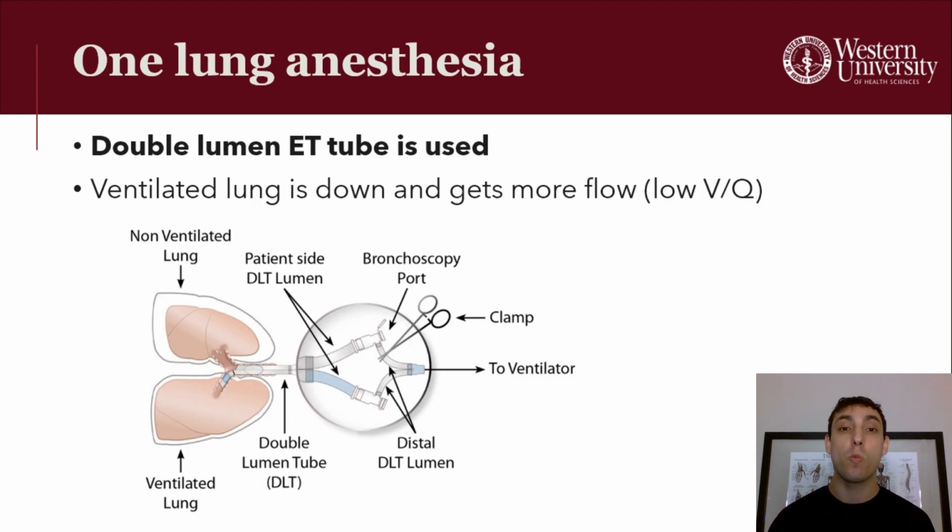You also might encounter one-lung anesthesia if they're operating on one of the lungs, like a thoracotomy. You're going to use a double lumen ET tube. This is just a special device where we are able to inflate only one lung. So you're going to put the patient on the side of the good lung while they operate on the quote-unquote bad lung. This is also nice because the ventilated lung being down is going to get more blood flow due to gravity. It's going to lower your VQ ratio.